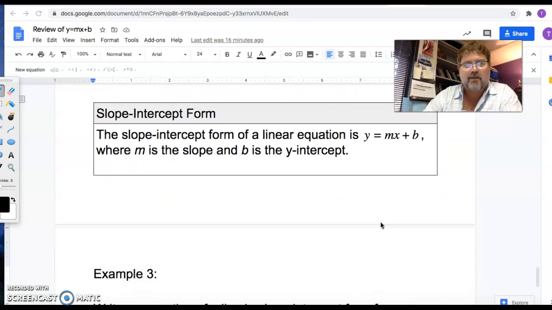Finally, we have the slope-intercept form of a linear equation. Y equals mx plus b. I've already talked about that once. I just thought I'd put it in here formally. M is the slope and b is the y-intercept.